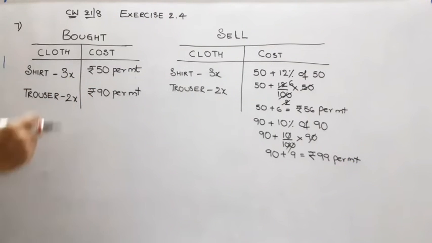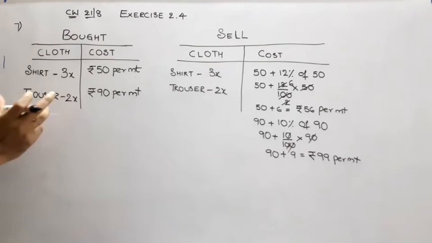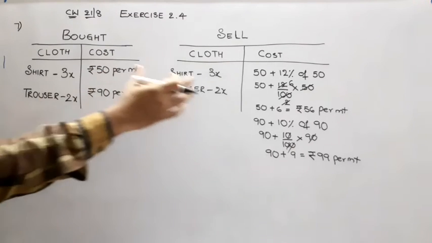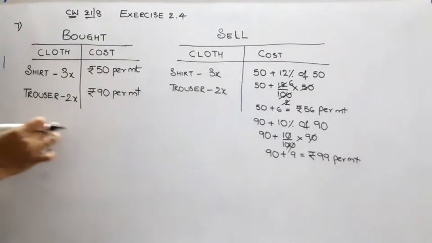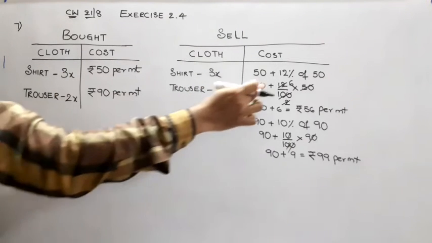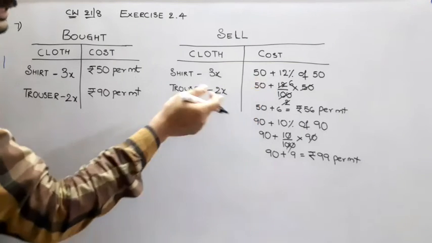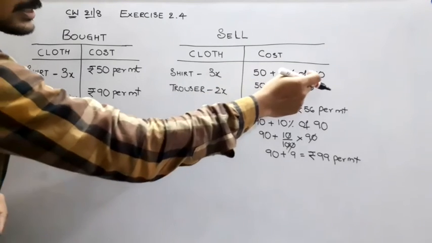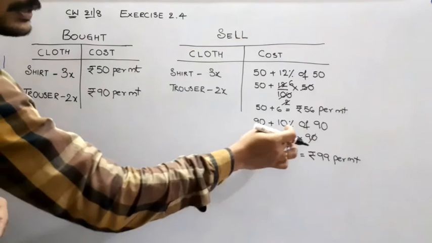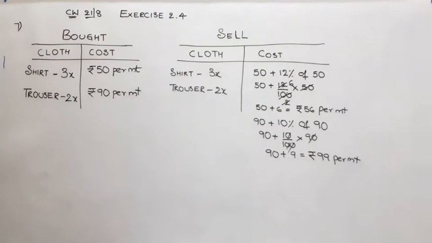In the given question we have the amount of cloth and the cost to purchase this amount of cloth is also given. This is the bought case. On the other side, when he wants to sell the same material, he wants to add some profit to the cost prices. That is this. Same amount of cloth he is going to sell. 50 plus 12% of 50, we got rupees 56 per meter. 90 plus 10% of 90, we got rupees 99 per meter.